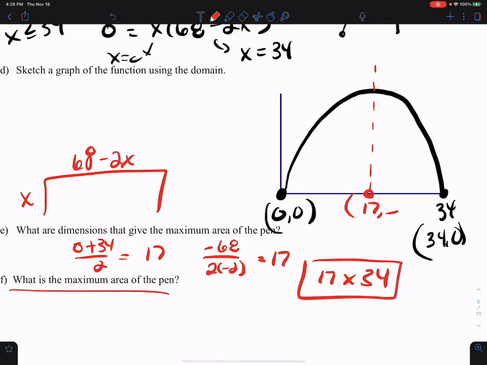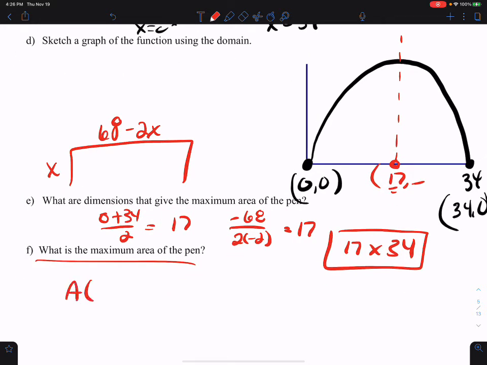So what is the maximum area then? Well, if I know the dimensions, I simply would plug in the x value of the dimensions to get the area. And when you do that, I think it comes out to 578. And since we're multiplying feet by feet, we get feet squared.